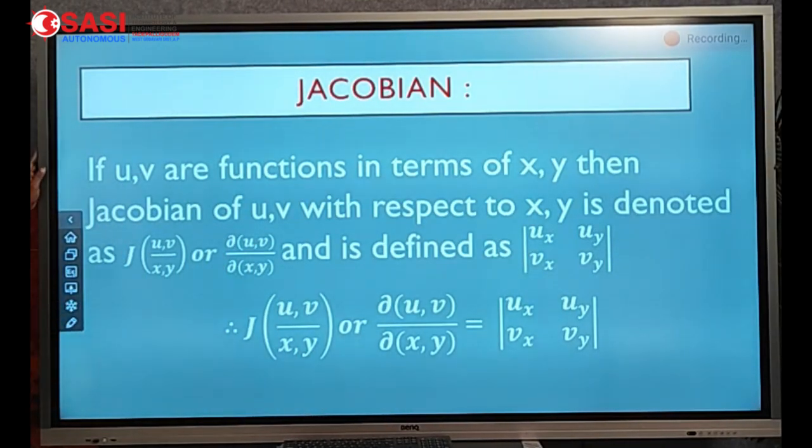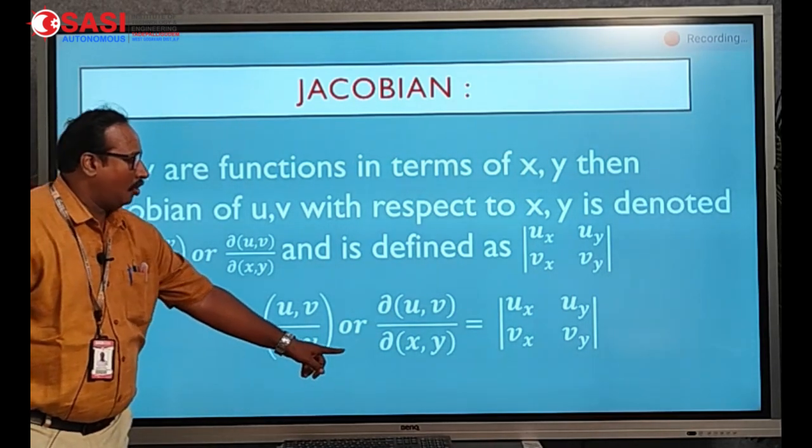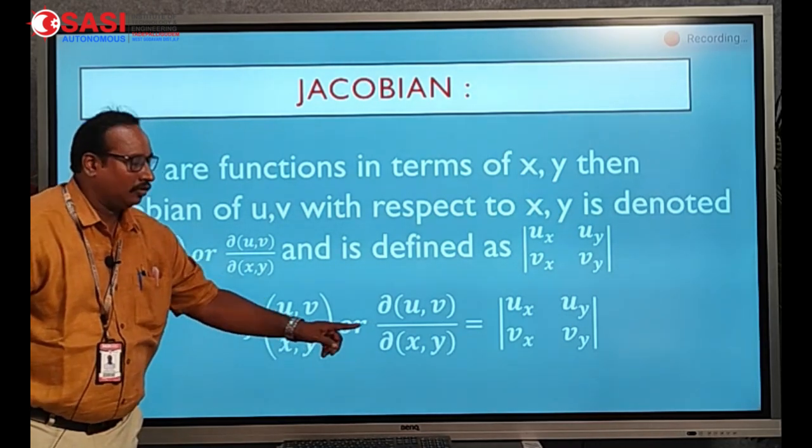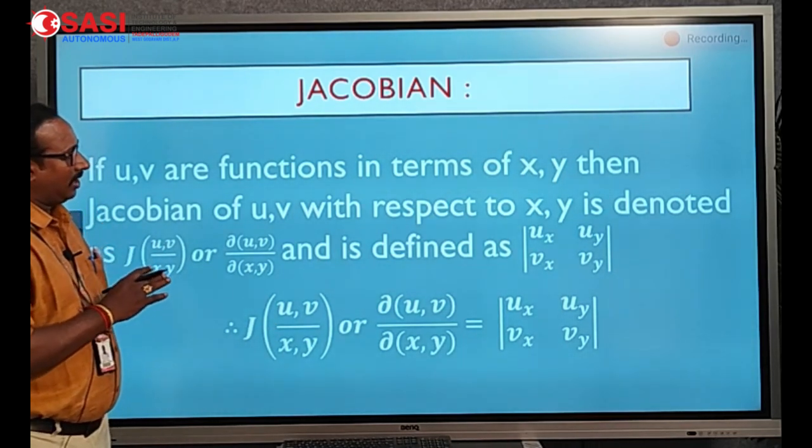Now, here is the definition of Jacobian. If u, v are functions in terms of x and y, then their Jacobian of u, v with respect to x, y is denoted as J of u, v by x, y, or dou of u, v by dou of x, y. It is defined as the determinant of ux, uy, vx, vy. So this is the definition and formula of Jacobian.